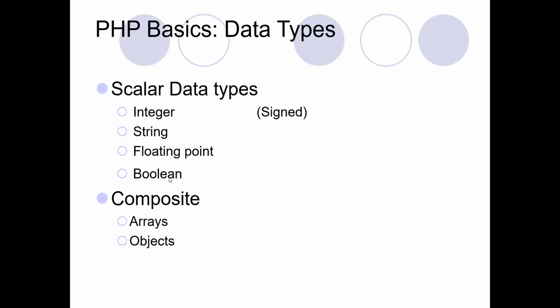And after scalar data types, we have composite data types. A scalar data type can store a single value at a time, while a composite data type will store multiple values at a time. So composite data types contain arrays and objects, but we will learn about arrays and objects in a later lesson. So let us explore the scalar data types.